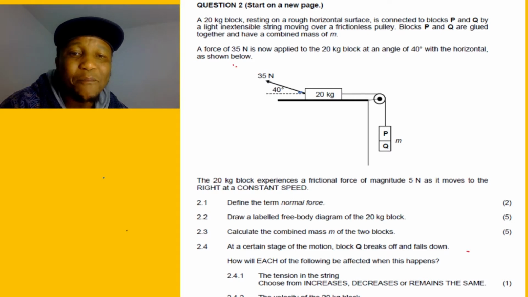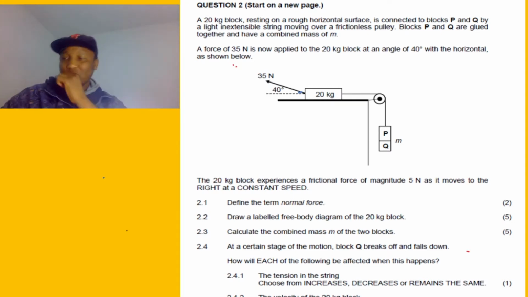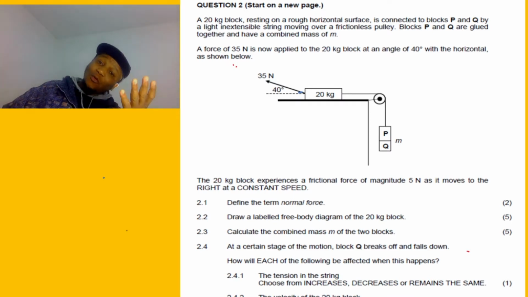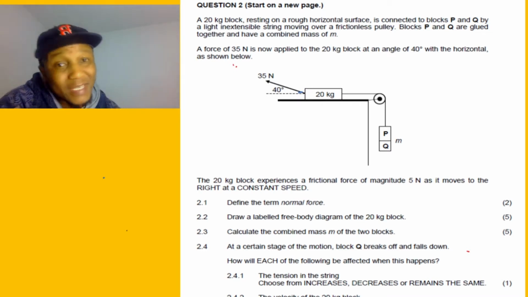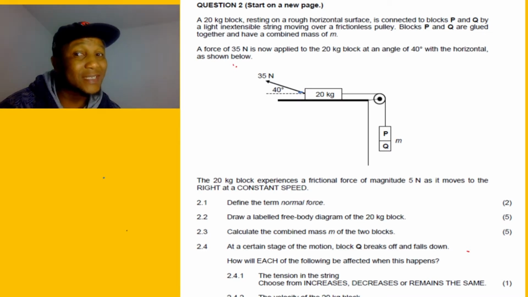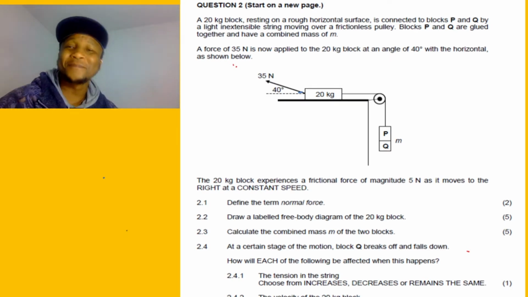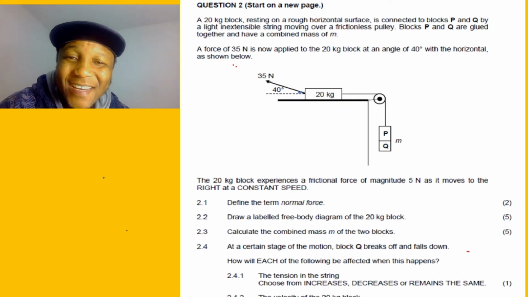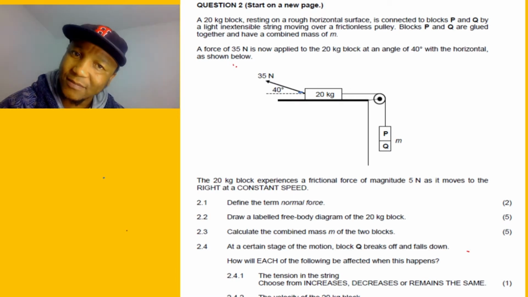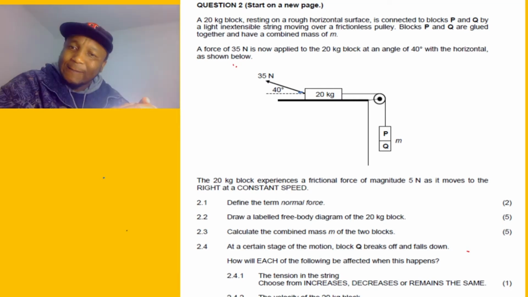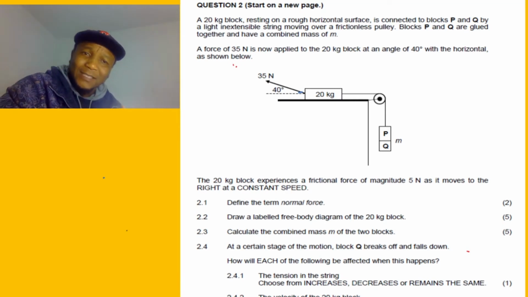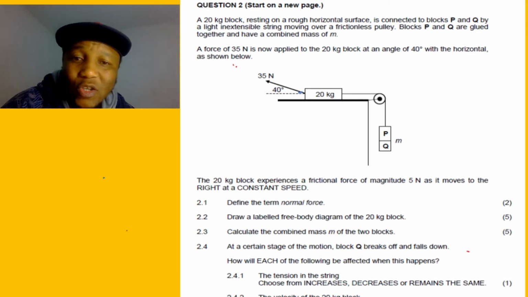So they say somebody has been pulling this with 35 Newton. Why are you pulling? Who knows? Let's wait. Maybe this was falling, so he decided to say, hey, I'm going to have to pull you back. Please don't fall. So now they say here a force of 35 Newton is applied to the 20 kilograms at 40 degrees to the horizontal, shown below.